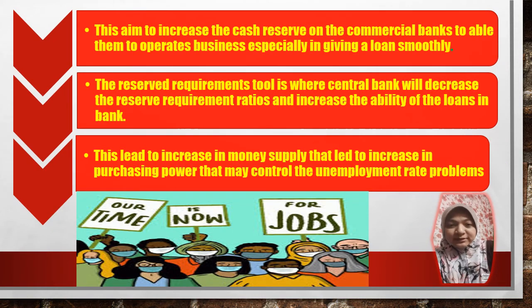Okay, this aims to increase the cash reserve of commercial banks to enable them to operate their business, especially in giving loans smoothly. Next, the reserve requirements tool is where the central bank will decrease the reserve requirement ratios and increase the ability of banks to give loans. This leads to an increase in money supply, which leads to an increase in purchasing power that may help control the unemployment problem.